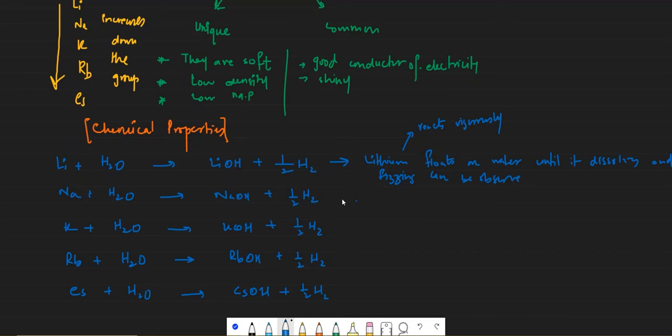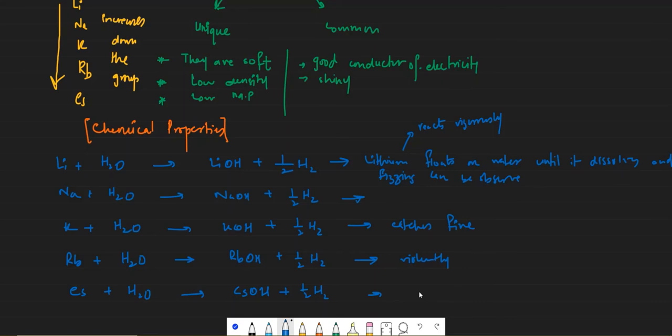And moving on to sodium, it will react more vigorously than lithium. You will have to add that potassium reacts violently with water, so much that it catches fire. Okay. What about rubidium? Rubidium reacts with water, and obviously it is going to react violently. So basically, the intensity is going to increase.